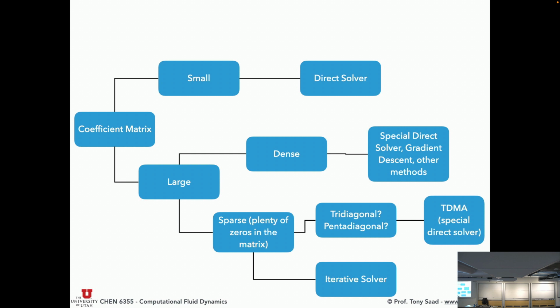Now, if the coefficient matrix is large and the system of equations is still dense, which can occur in a few cases in reality, some very complex regression systems with thousands or millions of variables can result in large dense systems, then you would need special direct solvers like gradient descent or other methods. We will not talk about those here today. They're very complicated, these methods. However, if the system is large and sparse, there's plenty of zeros in the matrix, then there's two options. If the system is tridiagonal or pentadiagonal, very special cases, then there are very special direct solvers that are faster than any other method on the planet. All right? Otherwise, you just use an iterative solver.